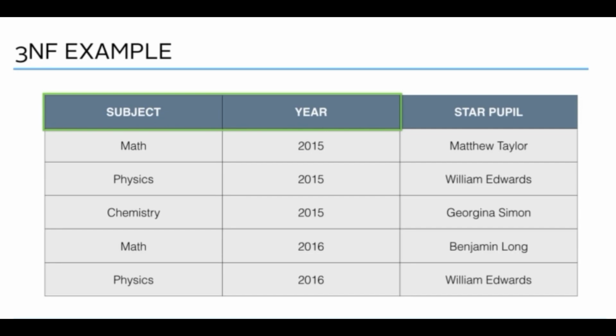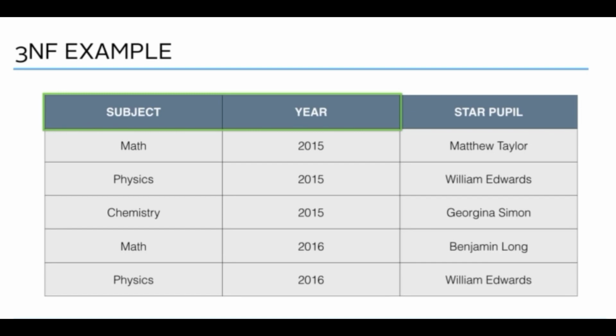Now we need to check whether it's in second normal form. Does any non-primary key column depend on the whole of the primary key? Does this star pupil column depend on the whole of the primary key? Well, yes, it does, because we can't just tell by the subject who the star pupil is, and we can't just tell by the year who the star pupil is. We need subject plus year. So we need physics plus 2015 to be able to tell that it was William Edwards, and we need maths plus 2016 to tell that the star pupil was Benjamin Long. So this table is in second normal form.